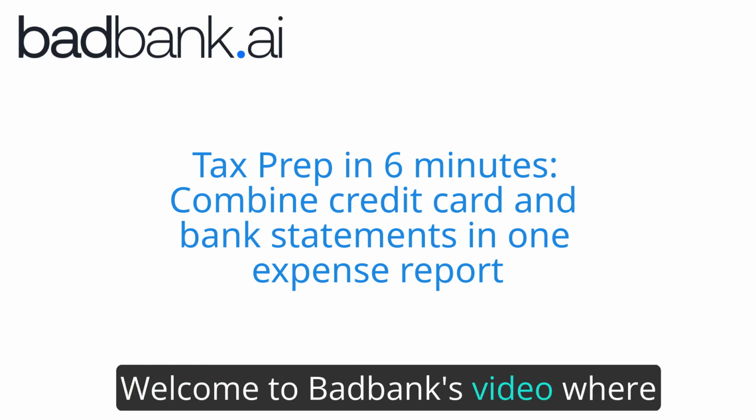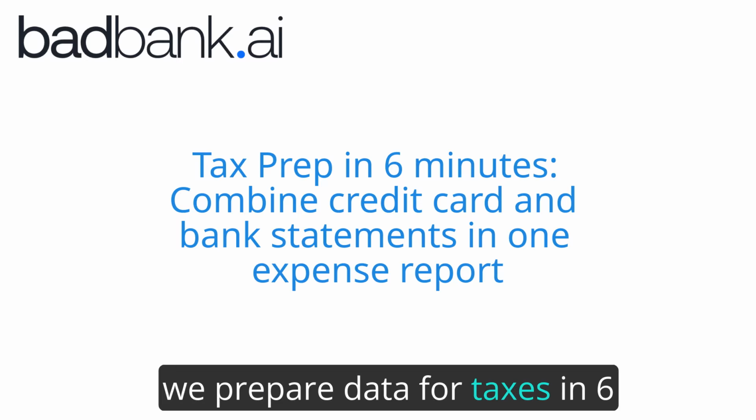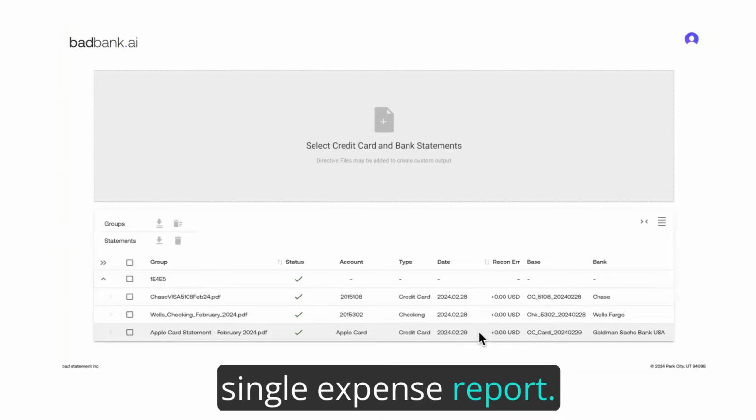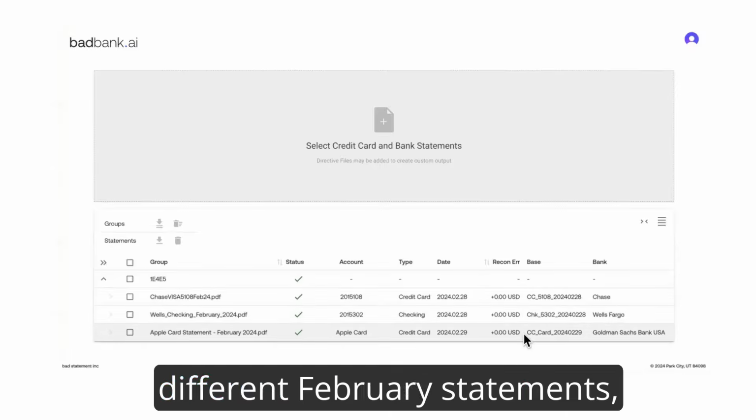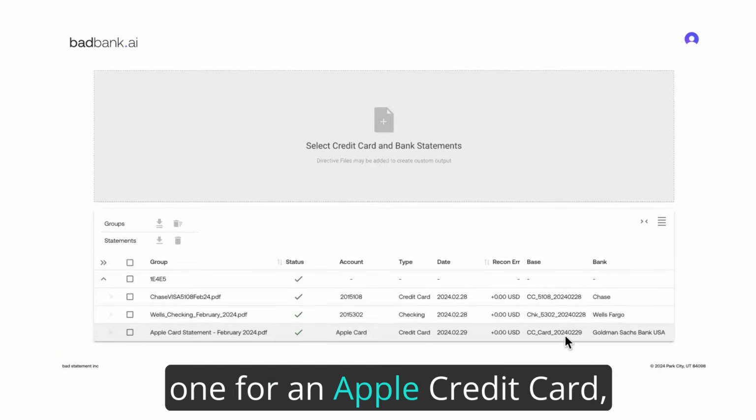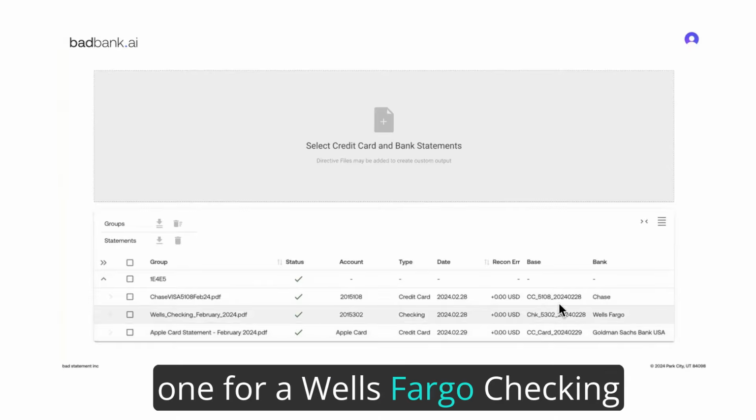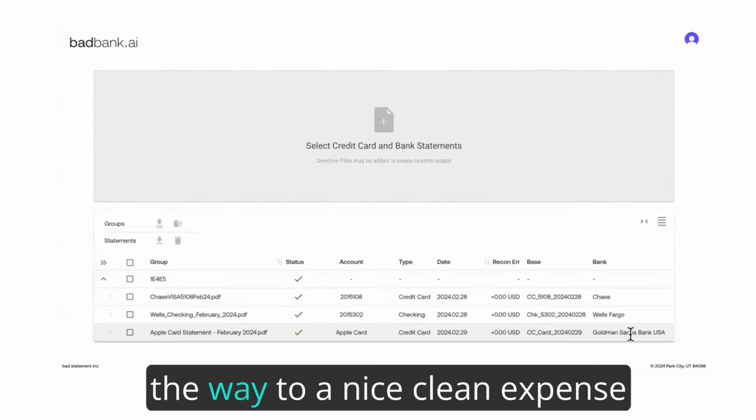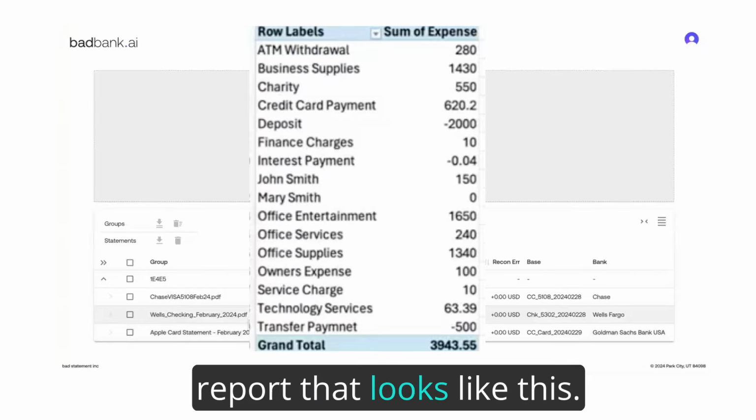Welcome to Bad Bank's video where we prepare data for taxes in 6 minutes by combining statements from 2 credit cards and 1 checking account into a single expense report. In this video, we process 3 different February statements, one for an Apple credit card, one for a Wells Fargo checking account, and one for a Chase Visa, and we use Bad Bank to get all the way to a nice, clean expense report that looks like this.